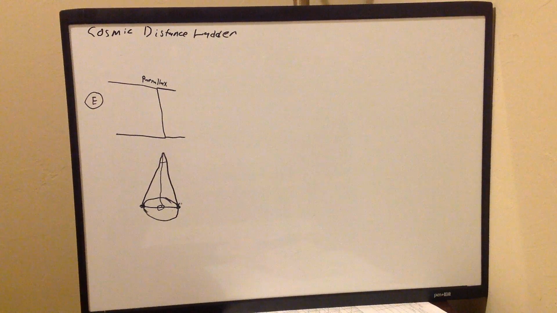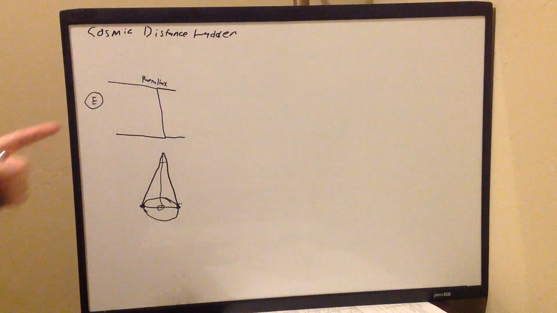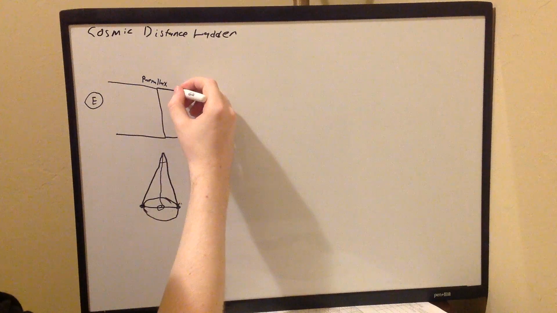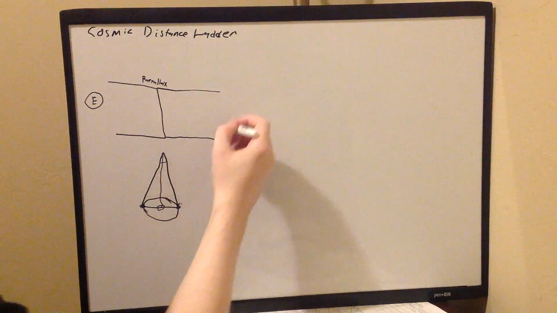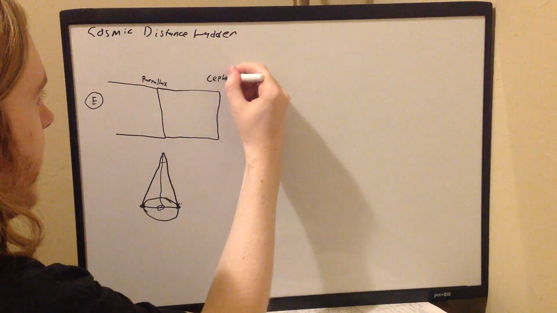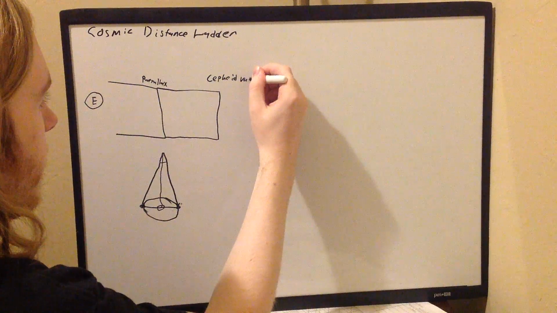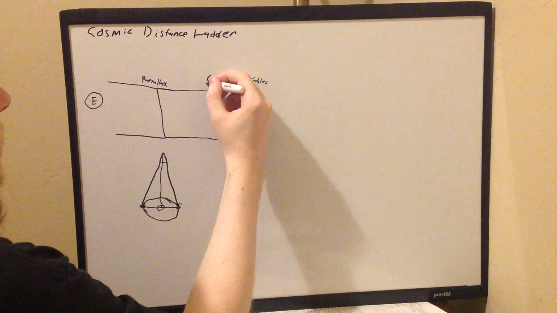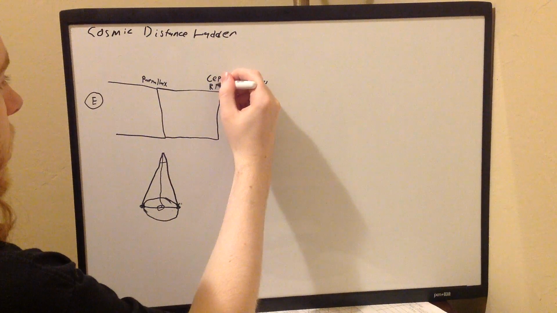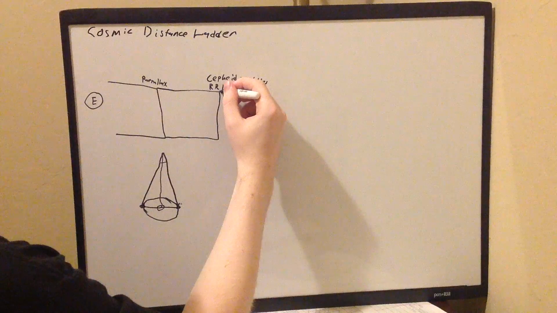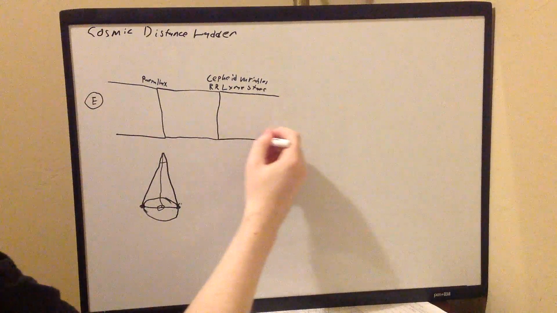Alright, the second method, which I forgot, or rather I just thought that there was another one between parallax and this, and there wasn't, is the next rung on the ladder: Cepheid variables and RR Lyrae stars. These are two special types of stars with two special properties.